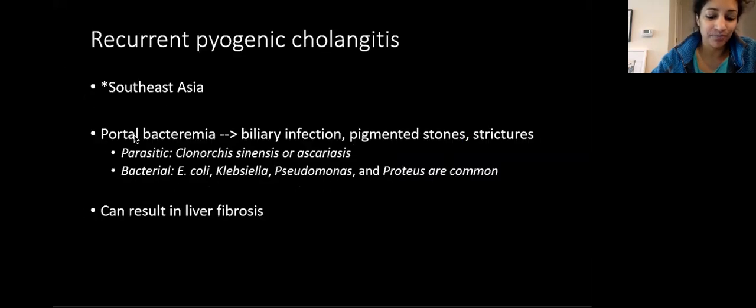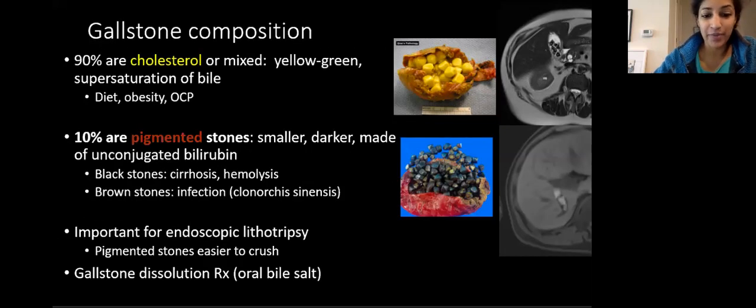And then, 10% are pigmented stones. These are smaller and darker, and they're made of unconjugated bilirubin. So this is a situation, for example, in cirrhosis, hemolysis, or in infections such as RPC caused by different things, which I'll talk about in a second.